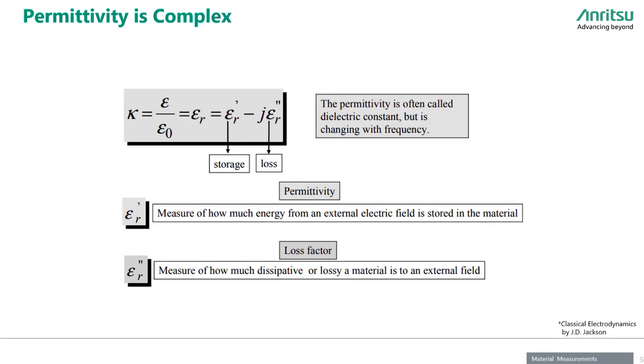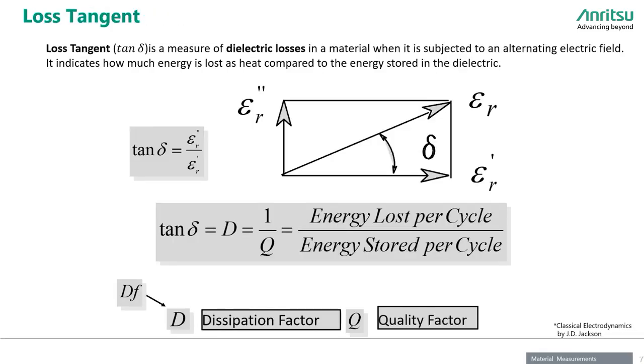If we go into other parameters, there is the loss tangent, also known as tan delta. It describes the dielectric losses in a material when it is subjected to an alternating electrical field, and indicates how much energy is lost in the form of heat compared to the energy stored in the dielectric. In other terms, it is the ratio of the energy lost per cycle to the energy stored per cycle. It is also directly proportional to the dissipation factor, or inversely proportional to the quality factor of the material.